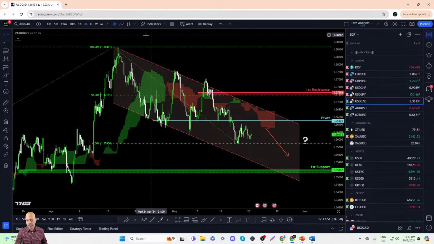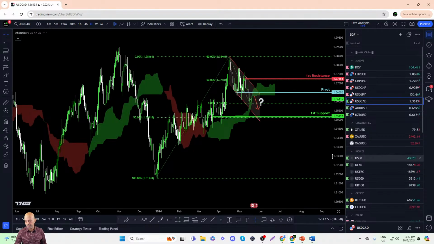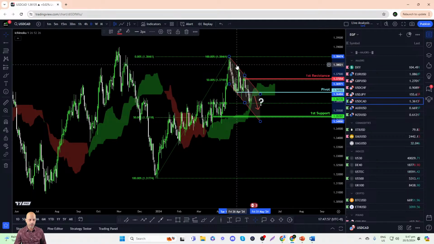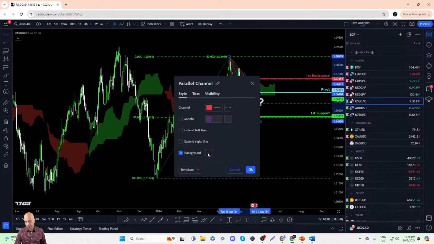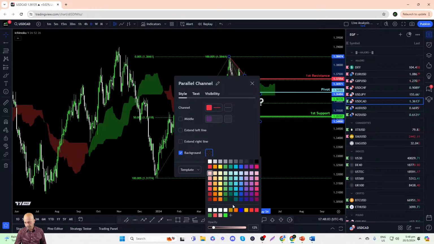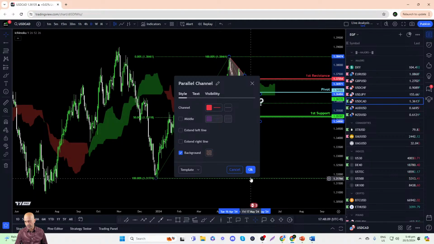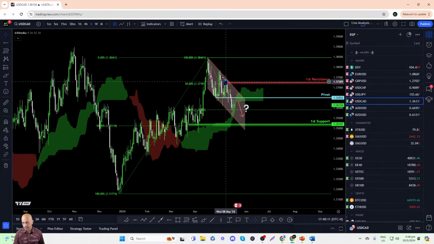All right, so let's look at dollar CAD. Let's start with the daily time frame first. Similarly, if dollar index is falling over that period, dollar CAD is also expected to be sharing the same trend, right? So we can see here it's also trading within a bearish channel.